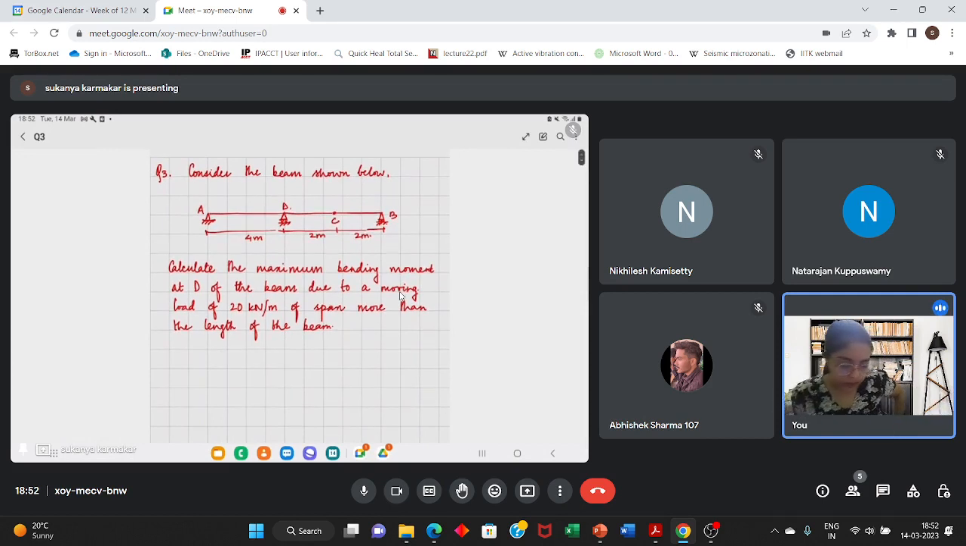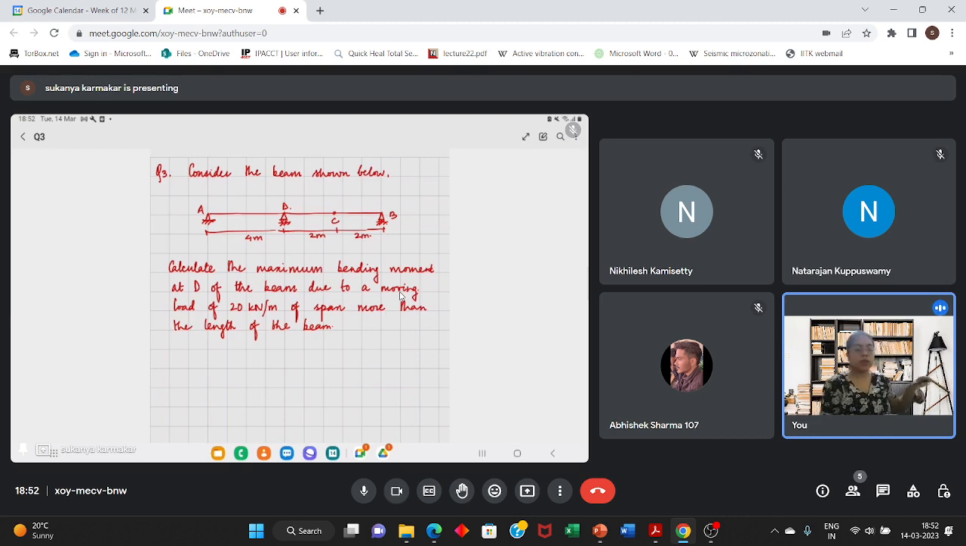So a similar question. Here you will have to calculate the maximum bending moment at point D of the beam due to a moving load of 20 kilonewton per meter of span more than the length of the beam. One speciality of this question is that earlier the points you were considering were lying on the beam. Now D is a support itself. So how will you solve it?